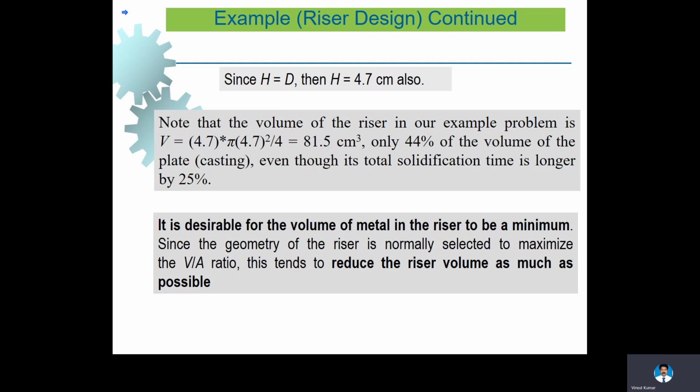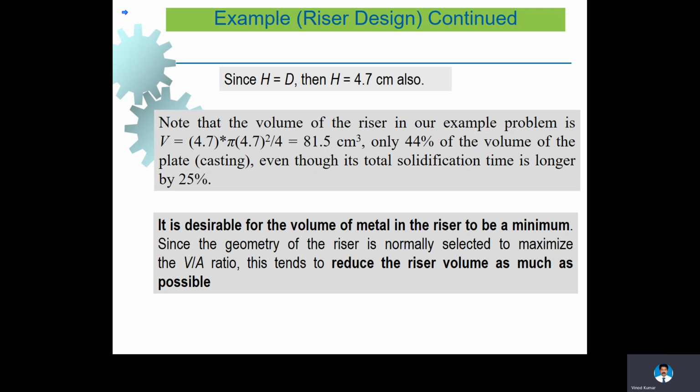Now we have designed a riser, and in order to get a casting of this shape, we need to have a riser which has a height of 4.7 centimeter and diameter of 4.7. If we produce a riser with a diameter 4.7 and a height 4.7, then we will get a particular casting as per the question, which is a rectangular plate.